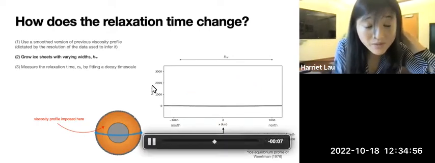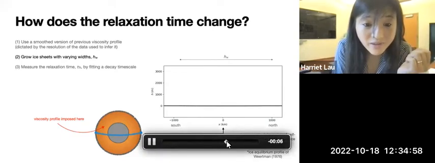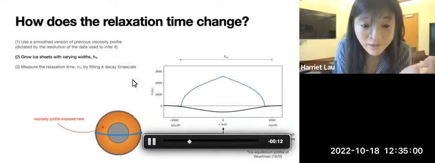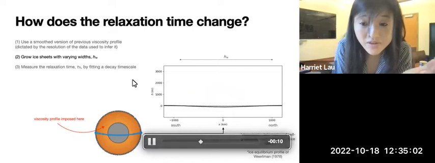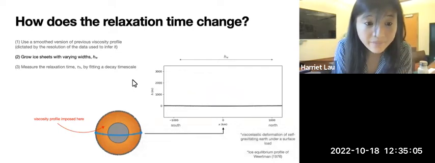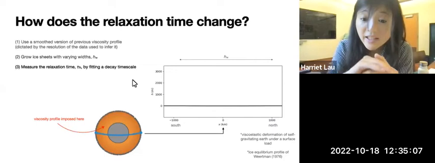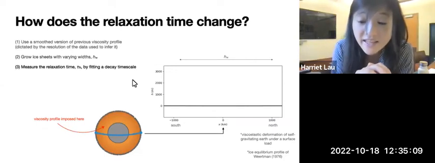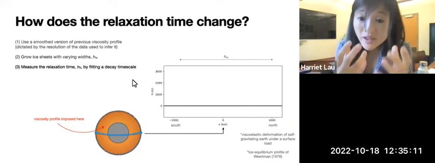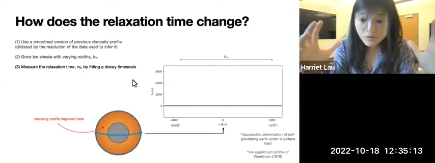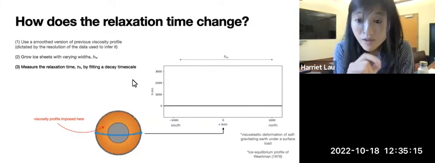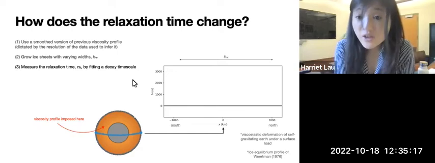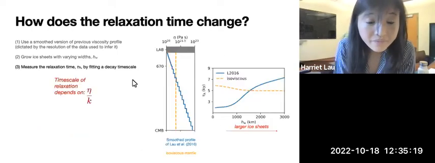And what we're going to do is measure the relaxation time. So that rebound time, the time scale of that rebound, once it's in free decay, and fit basically an exponential decay to get that time scale. So for each growth and decline of a certain width, HW, we're going to get an associated tau R. And so this is the result of that.